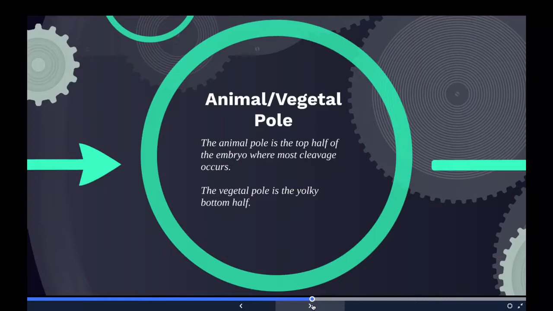An embryo is divided into two hemispheres: the animal pole and the vegetal pole within a blastula. The animal pole consists of small cells that divide rapidly, in contrast with the vegetal pole below it. The animal pole is the top half of the embryo and is where most cleavage occurs. Remember that cleavage is rapid mitotic division of the zygote that begins immediately after fertilization. The vegetal pole is the bottom half of the embryo, is yolky, and very little cleavage occurs there.